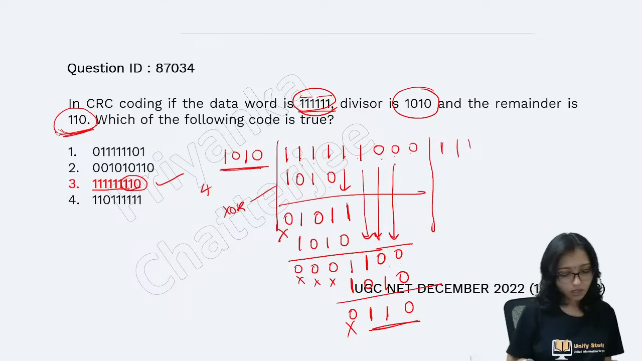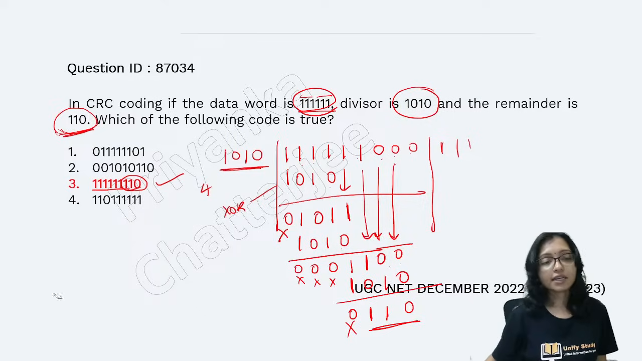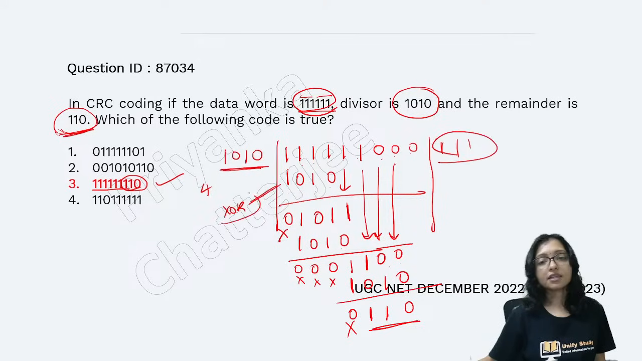Ma'am, how did you get the answer in division, not remainder? You are not getting the answer in division, it is the remainder. This division is not required. This is the XOR operation. We are doing the XOR operation here.